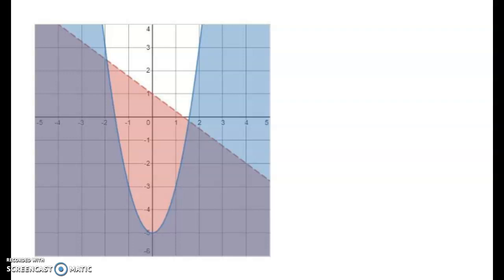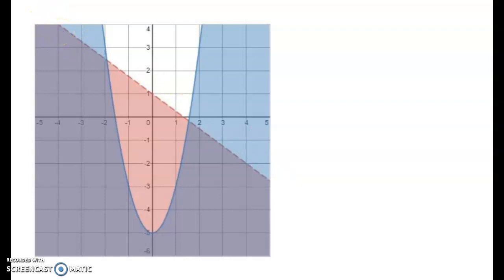The first video we're going to talk about is how to write a system of inequalities. We know that these are inequalities because they're shading. So what you're going to do is just pick one of your line or your quadratic. I'm going to pick my line and I'm going to write an equation for it.